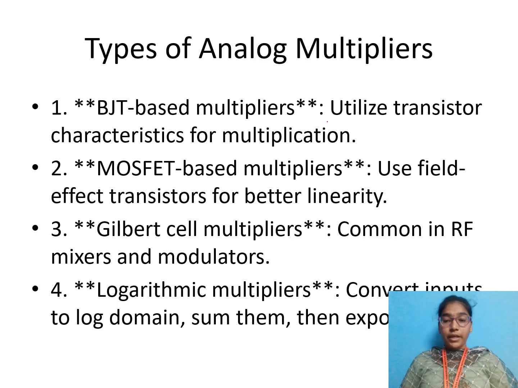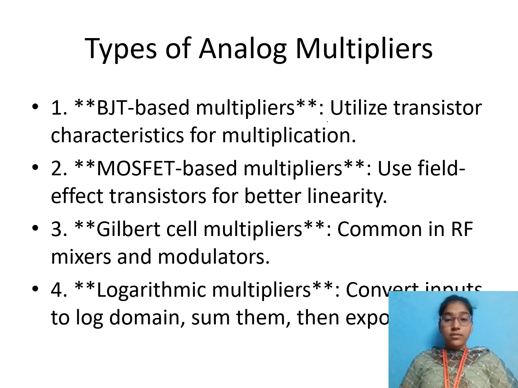Gilbert cell multipliers are commonly used in RF mixers and modulators. Logarithmic multipliers convert the input to the log domain and sum, and are used for multiplication and division, as well as addition and subtraction.